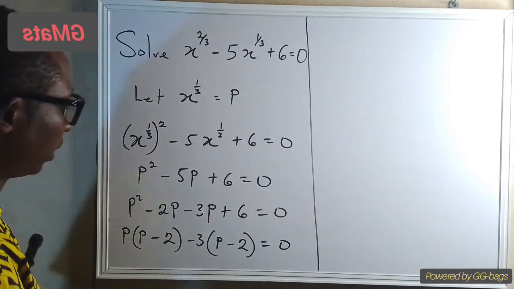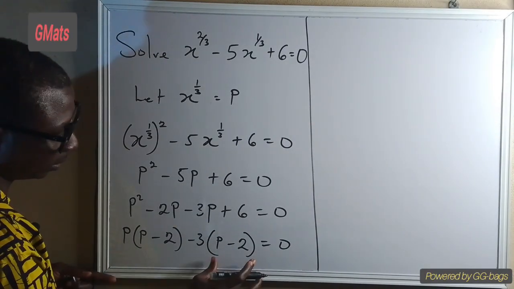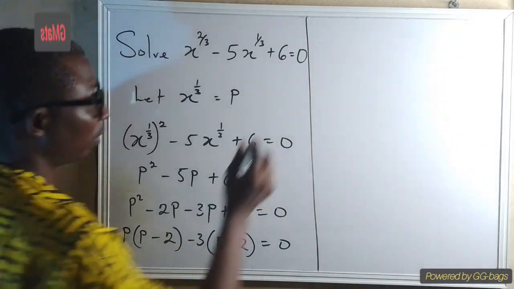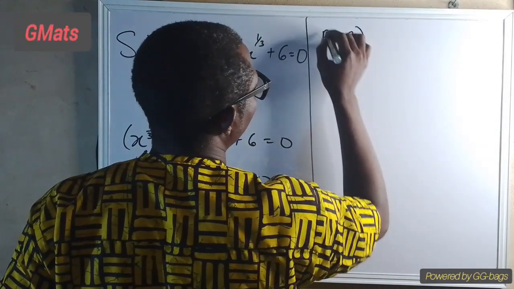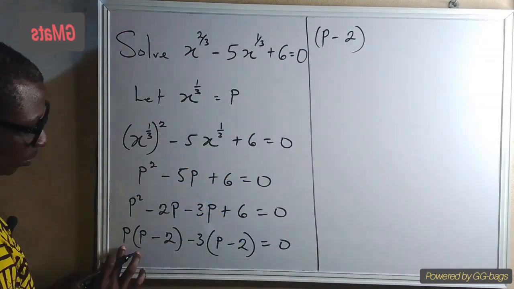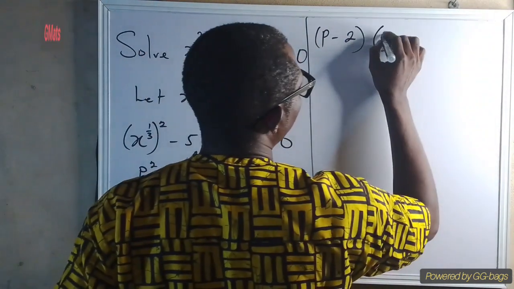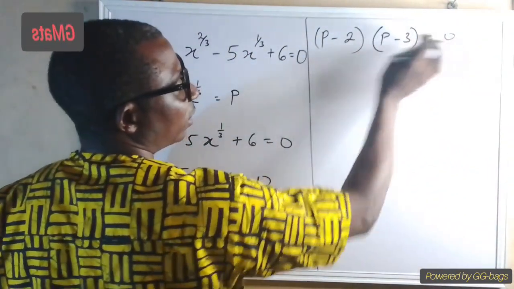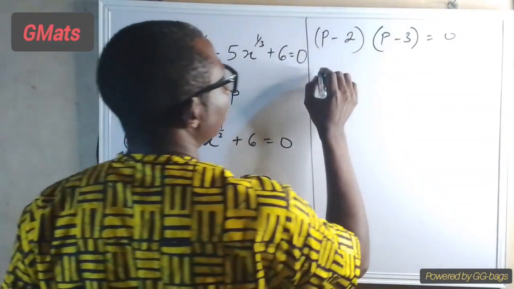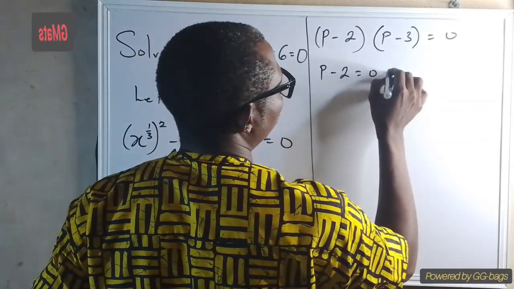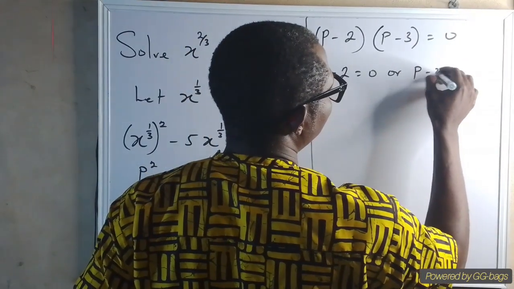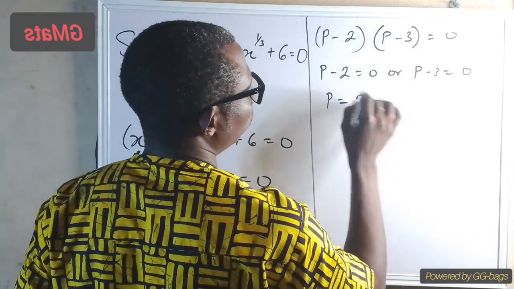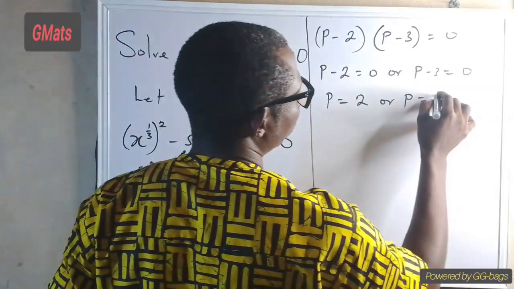Okay, so now the common factor here is p minus 2. So when you factor out p minus 2, you'll be left with p minus 3. You have p minus 3 equals 0. So these are two numbers multiplying each other to have 0. So it's either p minus 2 is 0 or p minus 3 is 0. Okay, so you have p equals 2 or p equals 3.